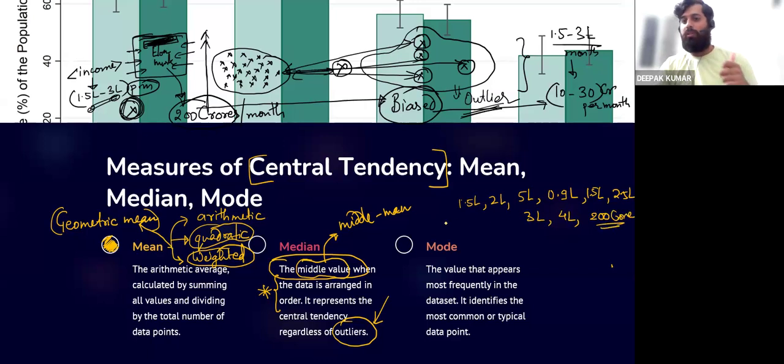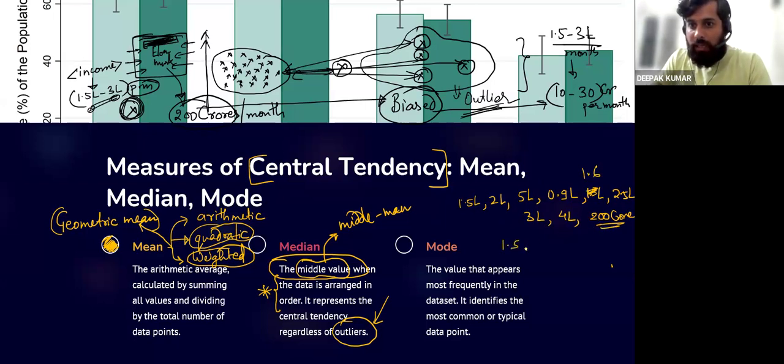So in this situation, if you are going to take the median, what happens? First of all, we need to arrange it. In order to arrange it, let me change the figures. 1.5 is considered as 1.6? No. So let me arrange it.